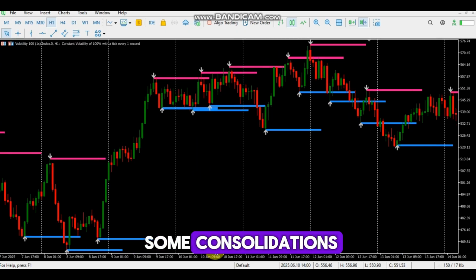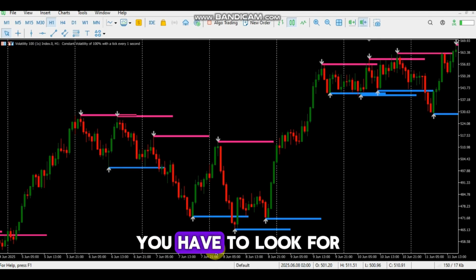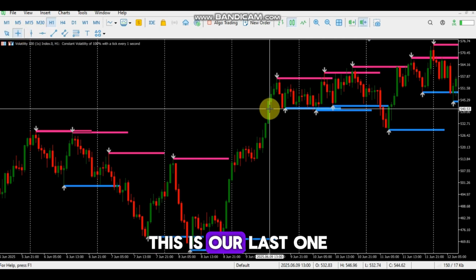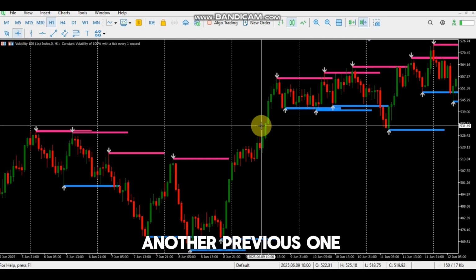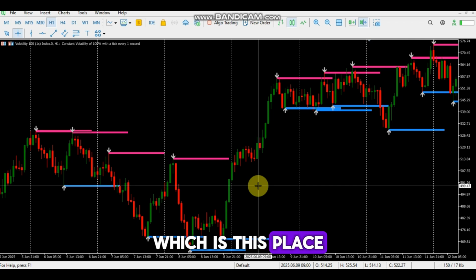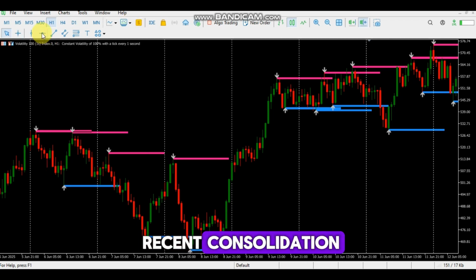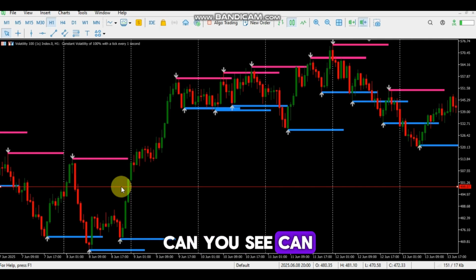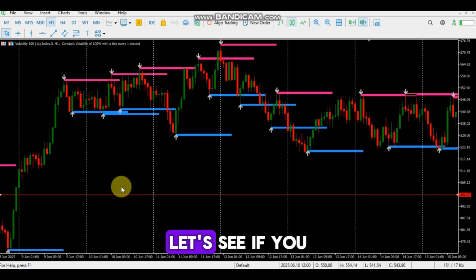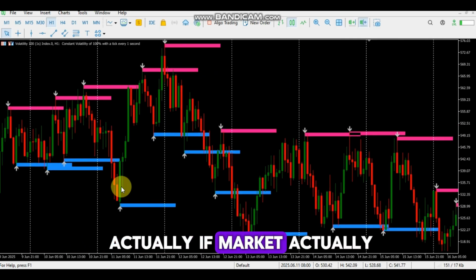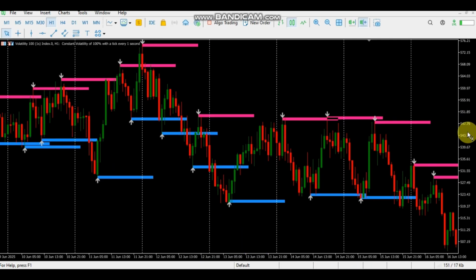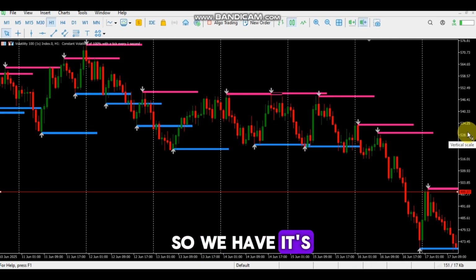So after we have some consolidations, this is what you have to look for. Can you see this is our last one? This is our last one, and we are looking for another previous one, which is this place, before we see some recent consolidation. Let's see if the market actually breaks it. Yeah, so we have it break here.